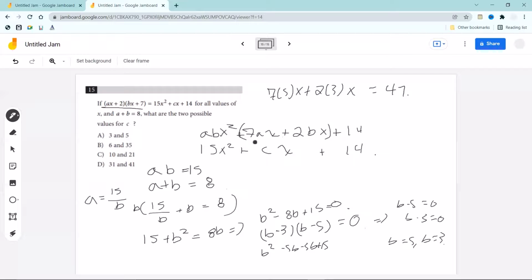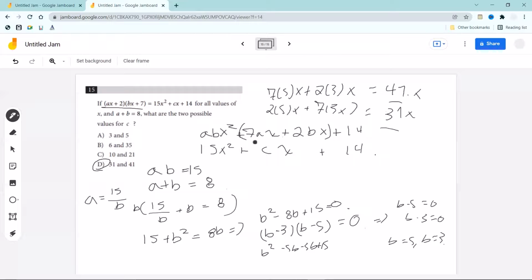And similarly, if a was 3 and b was 5, then we'll get 2 times 3x plus 7 times 5x, which will give us a value of 31 for c, 31x. So this is c. We can interchangeably plug in both values of a and b back in to find out what c would be once we found what a and b are. And clearly, they're 31 and 41. So we can circle that answer.